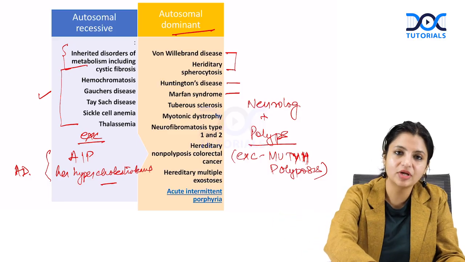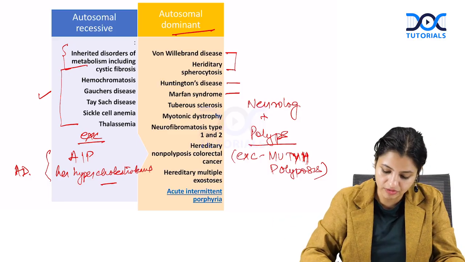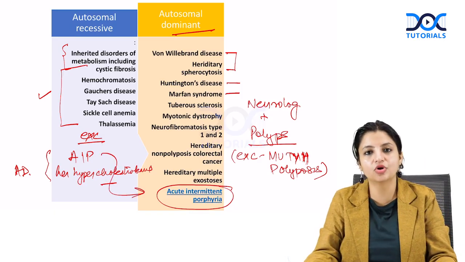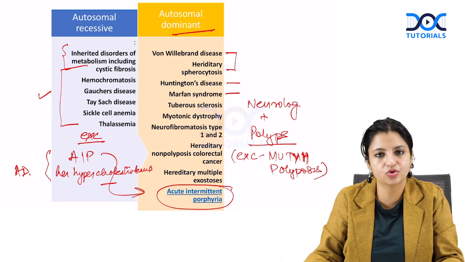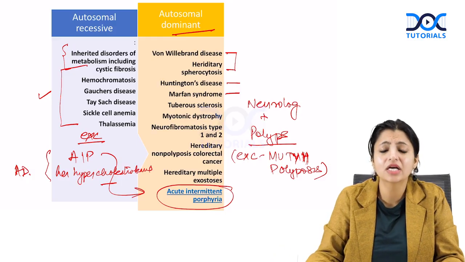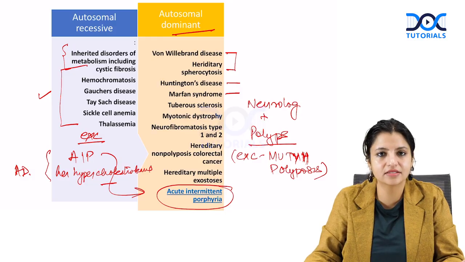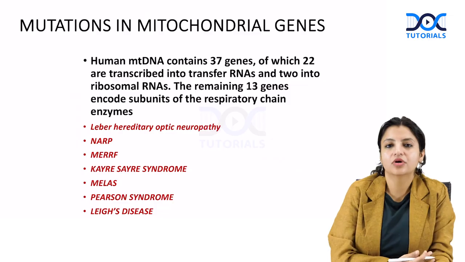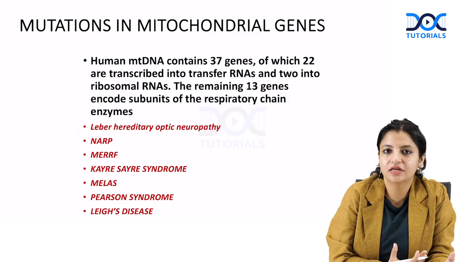Apart from that, look at this condition here, acute intermittent porphyria. I told you that acute intermittent porphyria is an autosomal dominant inherited disorder of metabolism, and that you have to remember. So these are the classical inheritances that they ask you, and you should be super clear with it, right?